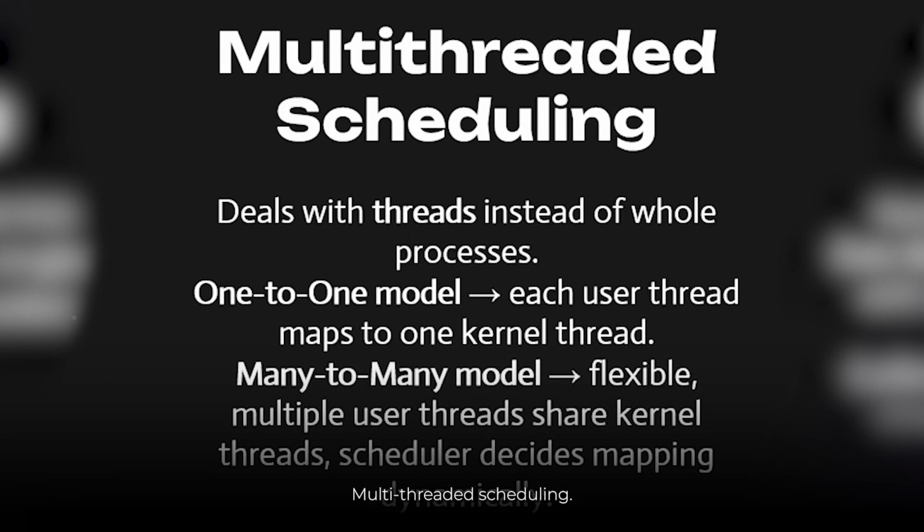Multi-threaded scheduling. Instead of dealing with entire processes, this method handles threads, which are lighter and more flexible. There are two main models: the one-to-one model, where each user thread maps directly to one kernel thread, and the many-to-many model, where multiple user threads share fewer kernel threads and the scheduler dynamically decides which maps to which. This allows better CPU utilization, especially when there are many small concurrent tasks.